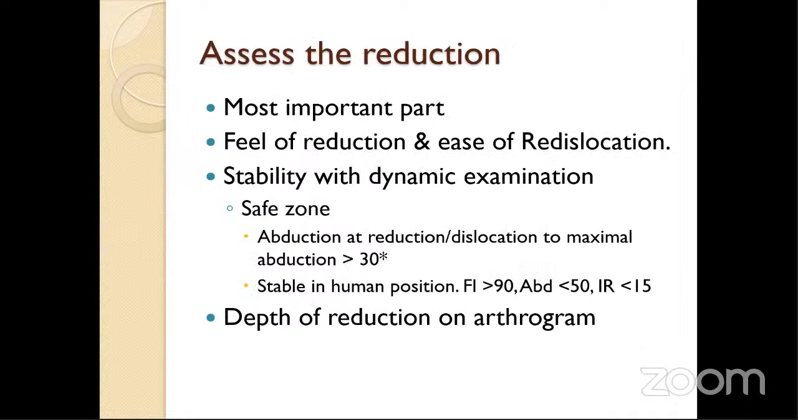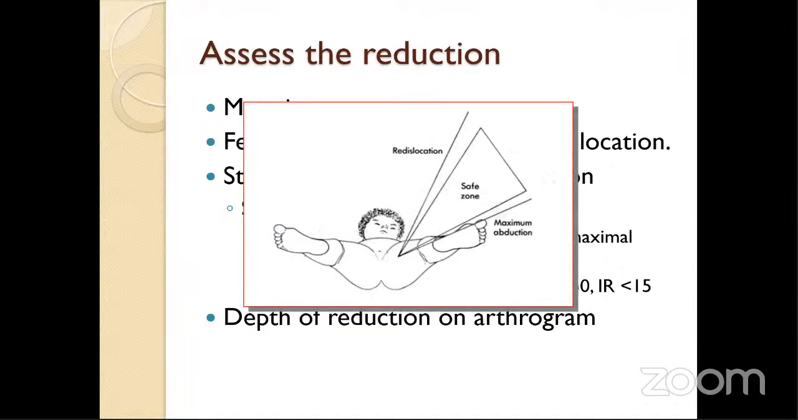So as I said, it is very important to assess the reduction. This is the most important part. Only a clinical feel of ease of reduction is not the only criteria. The stability should be checked with dynamic examination. So abduction at reduction and dislocation should be judged, and you have to look at the safe zone of Ramsay. Make sure that it is stable in the human position, and an arthrogram will tell you the depth of reduction. So that is the safe zone.